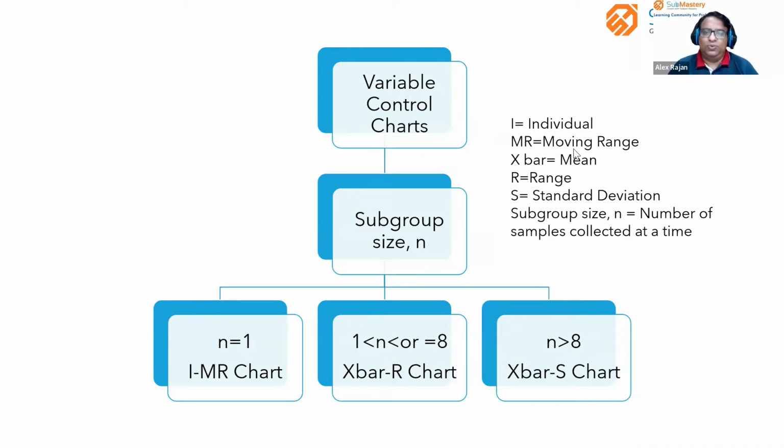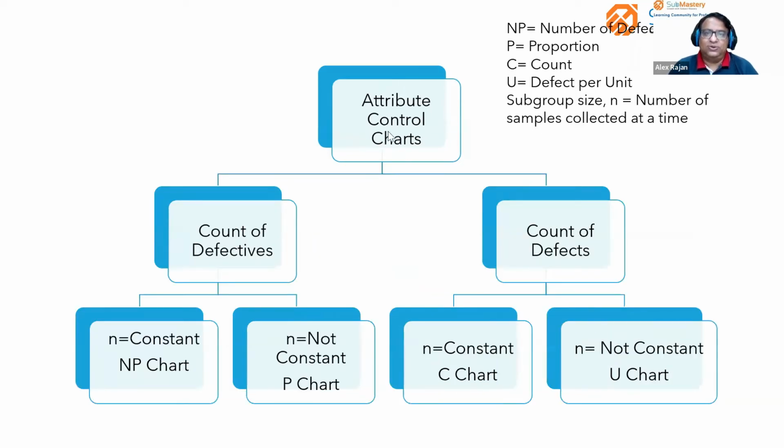IMR is individual and moving range. X bar is mean and range. When the subgroup size is more than 8, we use the X bar and S chart, that is mean and standard deviation. Similarly, attribute control charts are classified. What are we classifying or what are we using in our control charts?